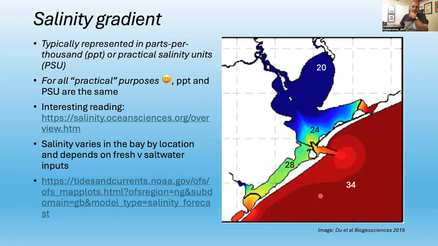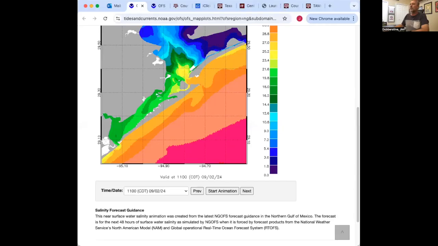So, we have this gradient here, and actually, let me see if I can work this. Let me do a new share, and we will see. Let's see here. Let's do a new one here. Let's do this one. Yeah, here we go. All right. Hopefully you can see that.